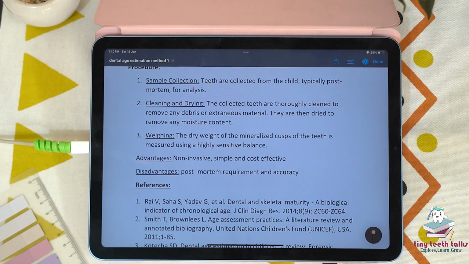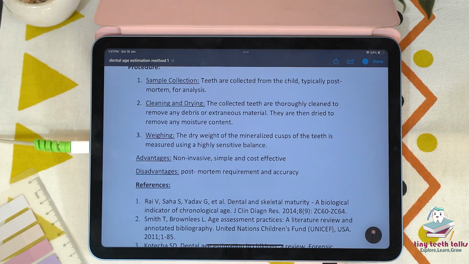Advantage is that it is non-invasive. Once the teeth are collected, the method does not require any further invasive procedure. Simple and cost-effective. The weighing process is straightforward and does not require complex equipment. Disadvantages are the post-mortem requirement and accuracy. The method is typically used post-mortem, making it less applicable for living individuals. While useful, the method may not be as accurate as other more advanced techniques like radiographic or histological methods.